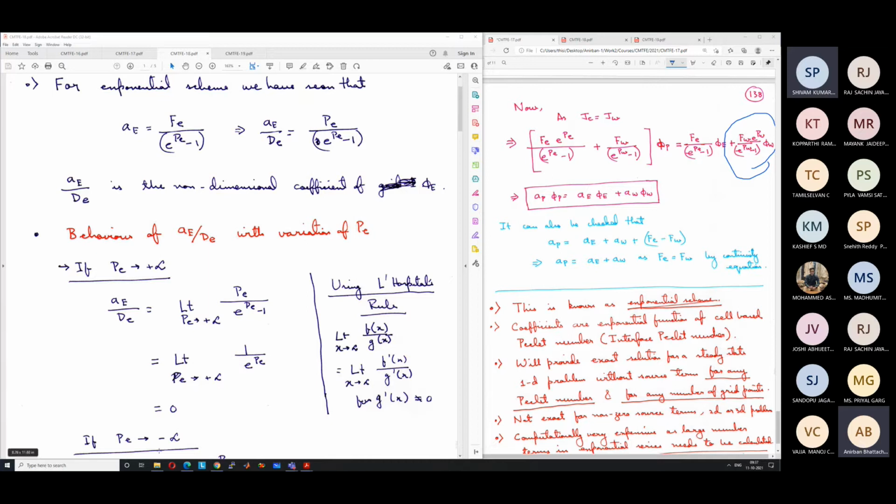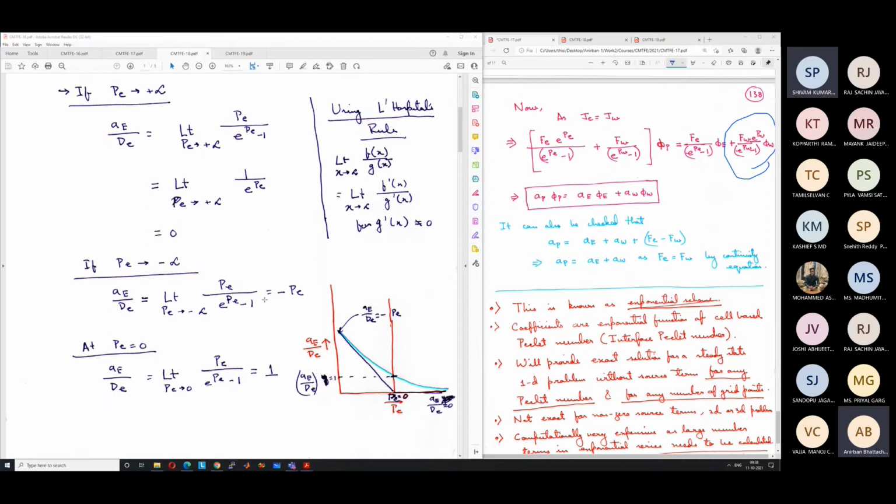What about the negative direction? We have discussed that for a very high negative Peclet number, phi E should have a very large influence, meaning phi E should dominate the value at P, because the flow is coming from that direction. So it cannot be 0, it should be something very large. Let us try to find that.